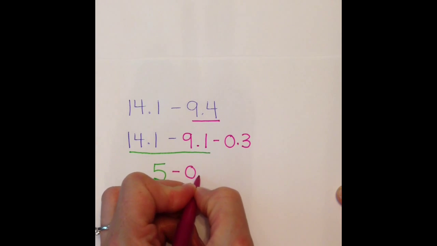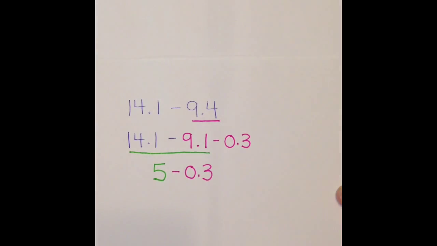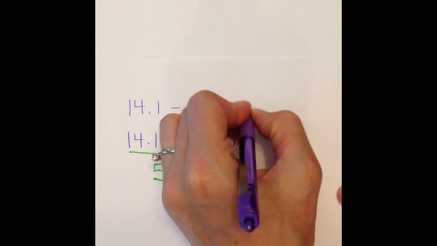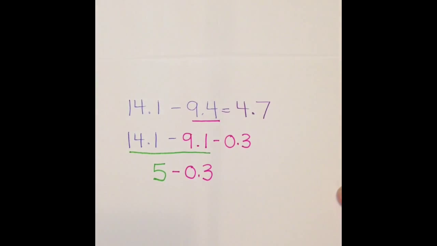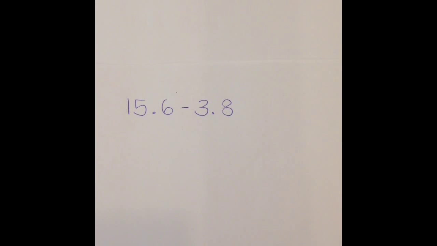It's 5 take away 3/10, which would equal 4 and 7/10.